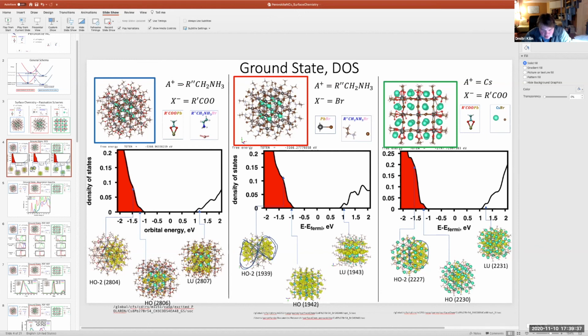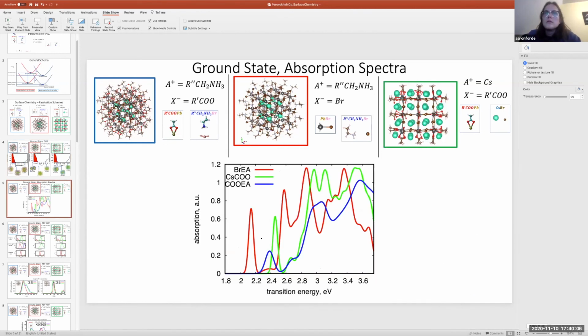Next question is from Yulun, and it is why the onset of absorption is different. What is the contribution of surface ligands and surface lead bromide atoms to the frontier orbital? Yeah, so I think the absorption onset is due to the bonding geometry, which I described earlier.